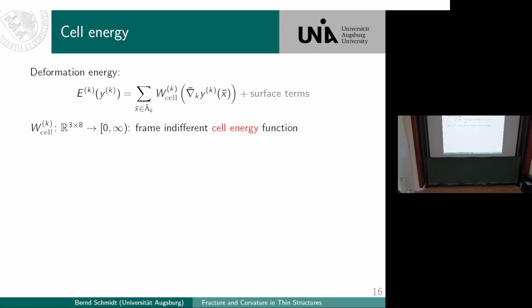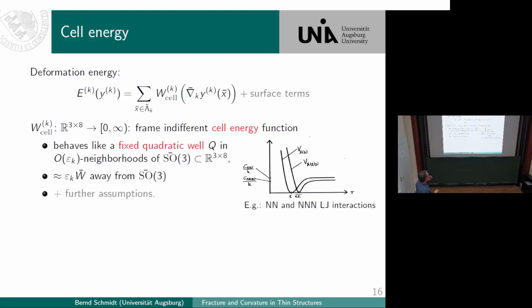Now then, what is the cell energy function? It satisfies a whole number of assumptions, but I don't want to list them here. Let me just point out the most important features of this. One model you could look at would be a nearest and next to nearest neighbor model, where nearest neighbors interact via some Lennard-Jones potential, for example, and next nearest neighbors as well would interact via some Lennard-Jones potential. So this would be Lennard-Jones potential equilibrates by 1, equilibrates by square root of 2.